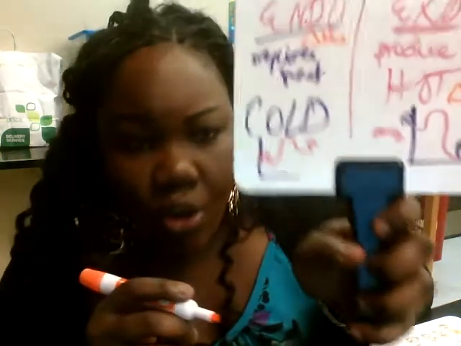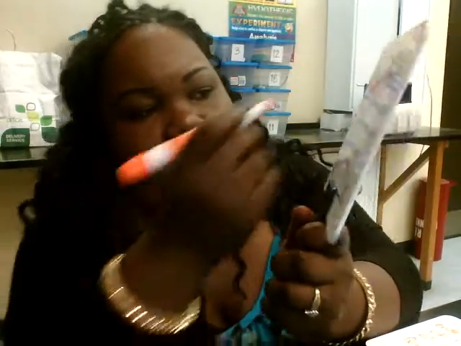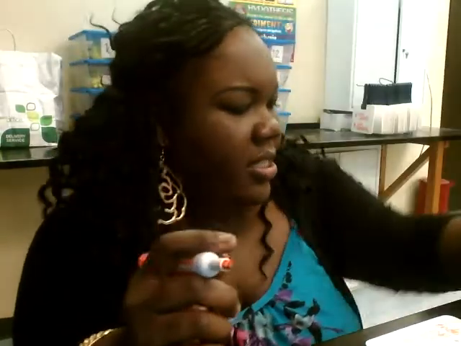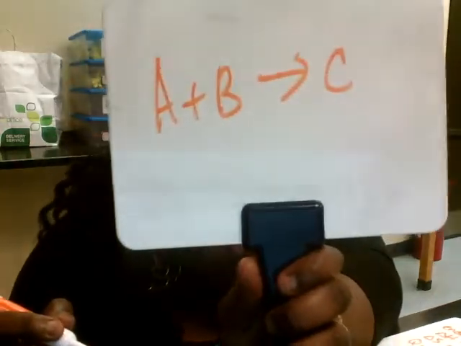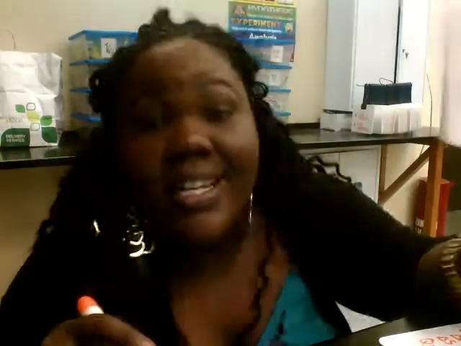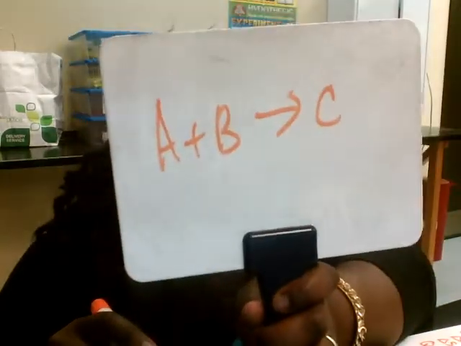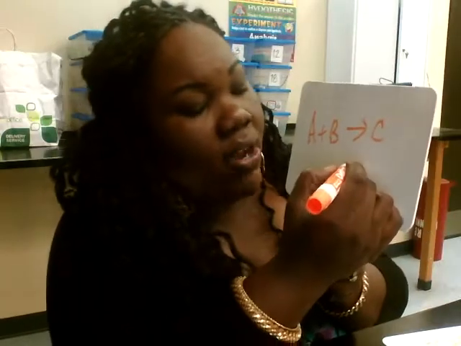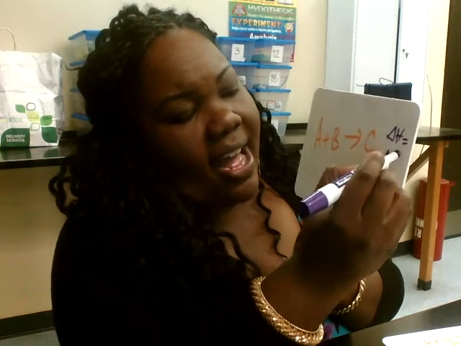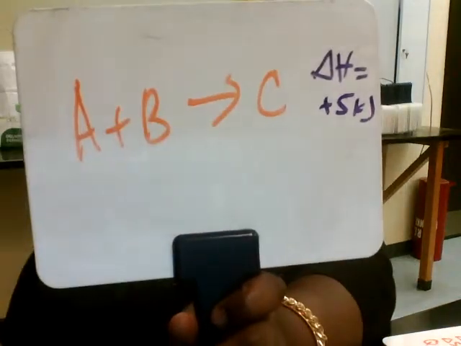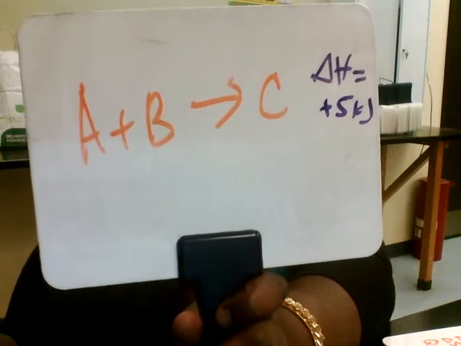Now, on your testing or whatever, you may see a reaction that looks like this. Let's say we have A plus B making C. What kind of reaction is that? Come on now. What kind of reaction? That's a synthesis. Two things becoming one. Now you may see something on the right hand side of the reaction that says delta H equals plus 5 kilojoules. See that? Well, delta H is positive.